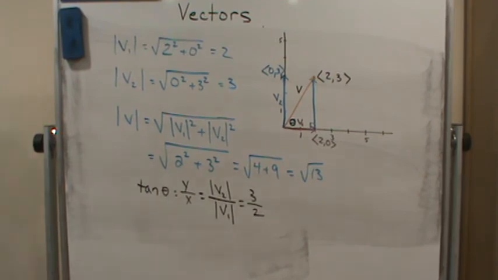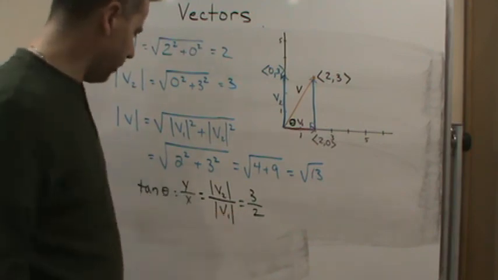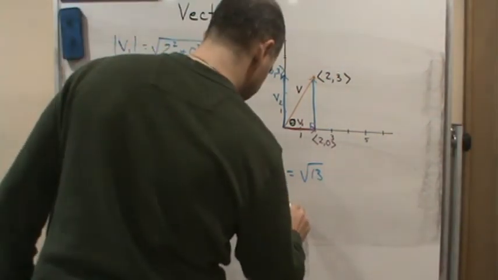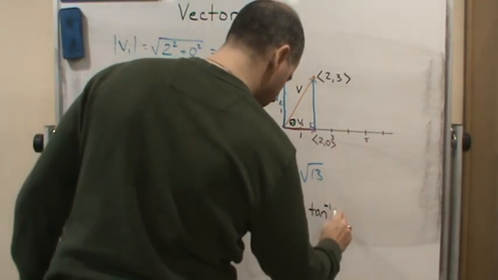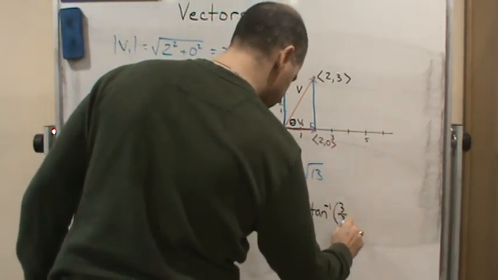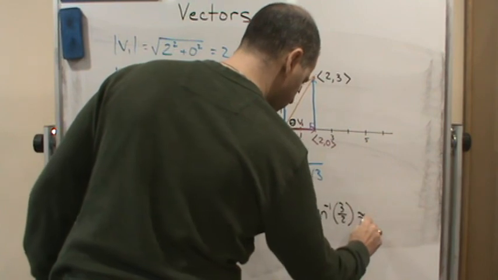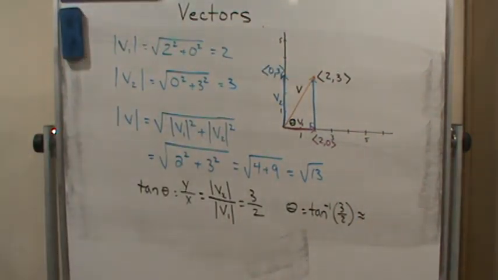And so if we take the inverse tangent of both sides, we get theta equals tangent inverse of 3/2, which gives us approximately, put that in your calculator, of course, just make sure you have degrees, 56.3 degrees.